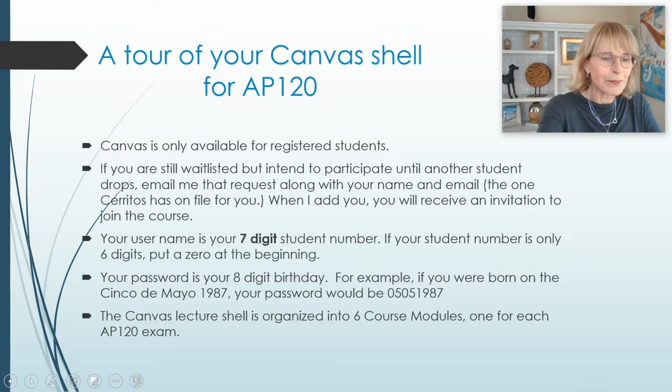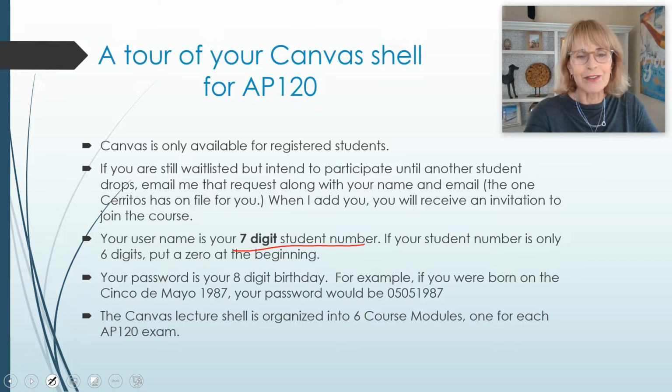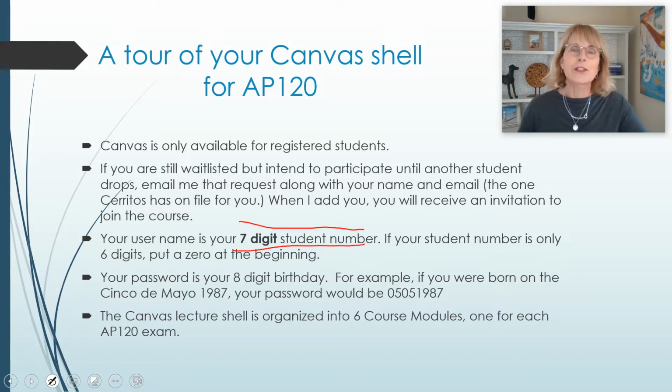Your username is your 7-digit student number. Your student number probably has 7 digits if it starts with a 1 or a 2. Some of you may have an older student number that only has 6 digits in it. If that's true, you add a 0 at the beginning. And then what is your password? Your password is your 8-digit birthday.